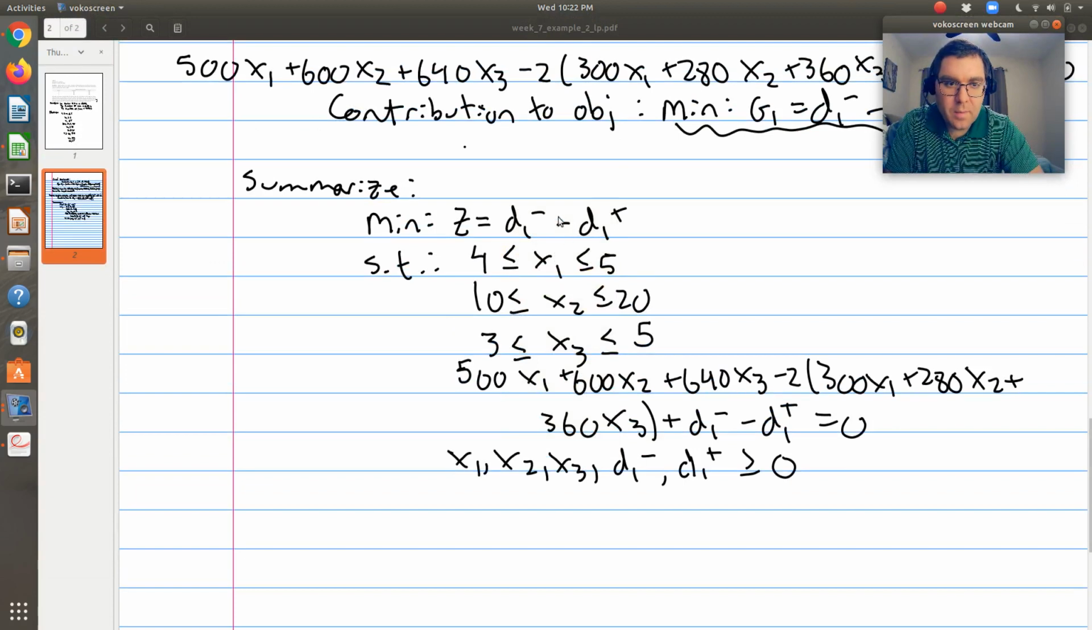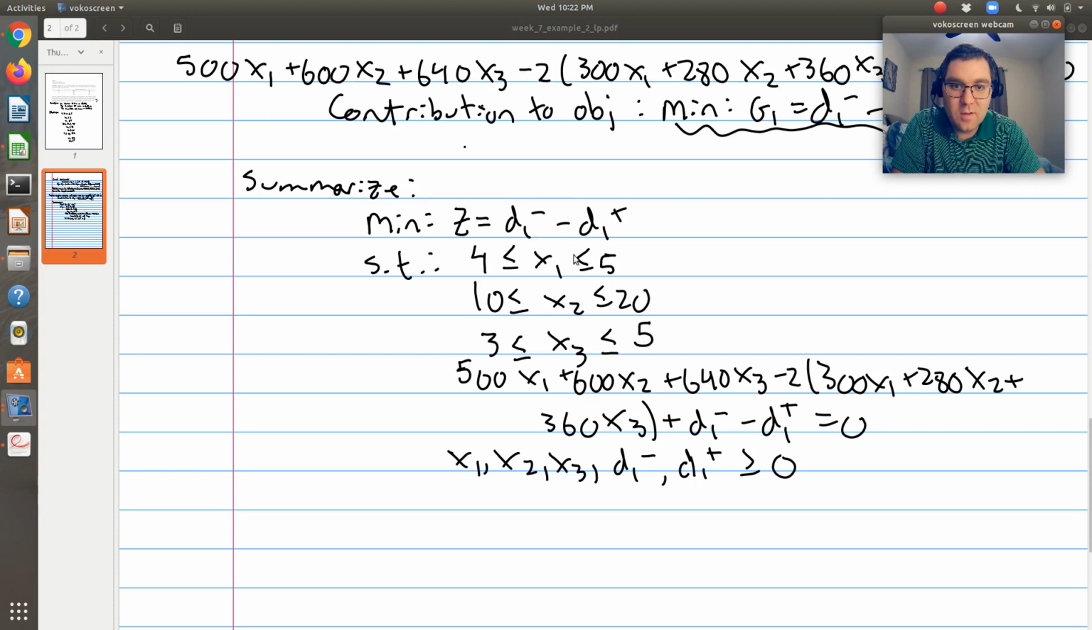Actually, I have a small typo. I wrote this as d1 minus d1 plus. Now remember, d1 negative and d1 positive, by non-negativity, are both going to be non-negative. Either one will be 0 and one will be non-negative, so d1 negative will be 0 or positive, and d1 positive will be 0 or some positive number. So I don't want a negative sign here, because if I have a negative sign, then my solver is just going to keep making d1 positive larger and larger, because that becomes more and more negative, and I'm trying to minimize it, to make it as small as possible. I don't want that. I want my minimum to happen at 0.